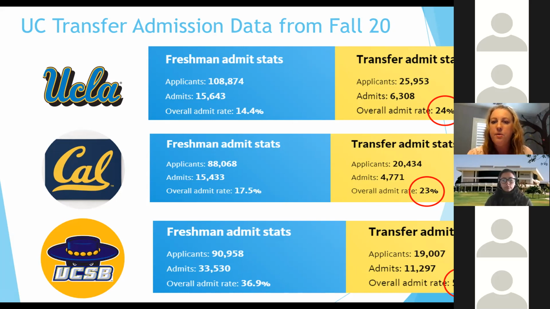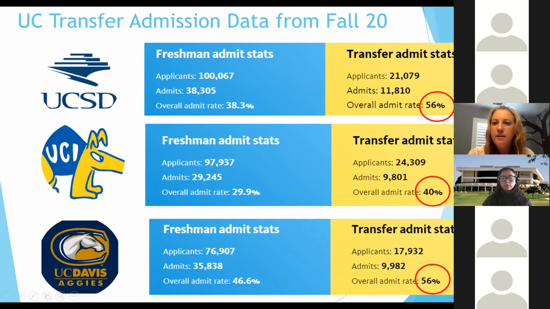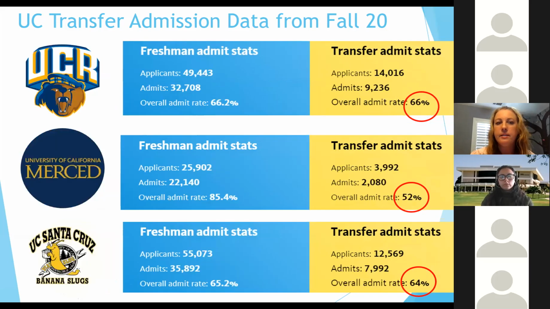But you can see for those 3 schools, if you went to San Diego, Irvine, and Davis. Okay, so just again, you can kind of look at the screen. 38 to 56, Irvine 29 to 40, Davis is 46 to 56. And then Riverside is actually about the same.